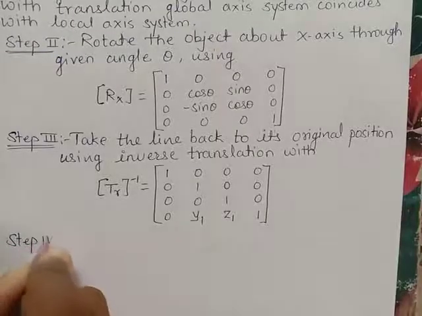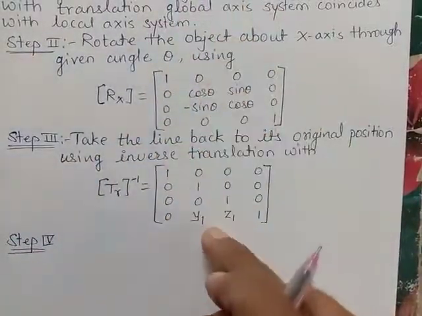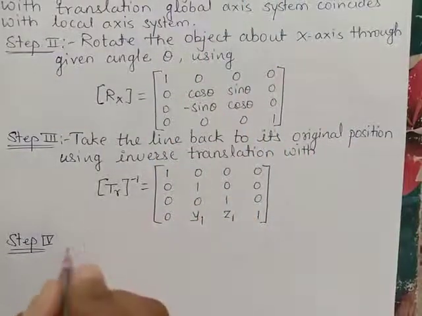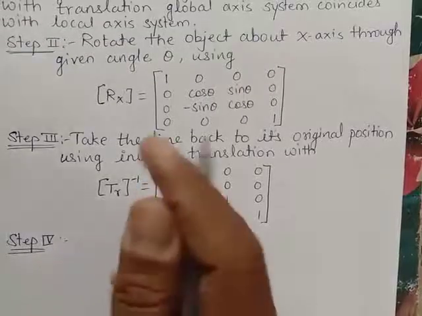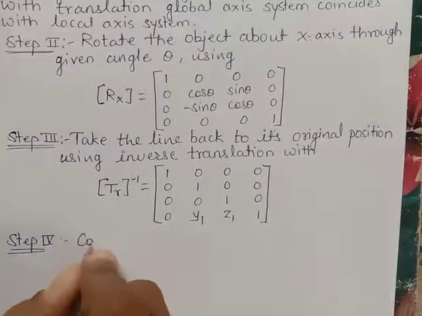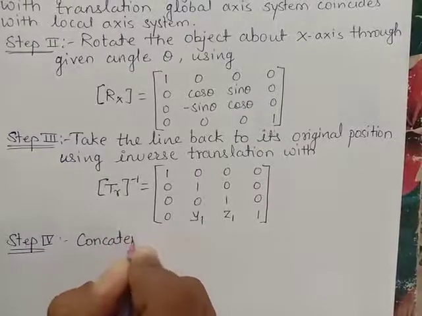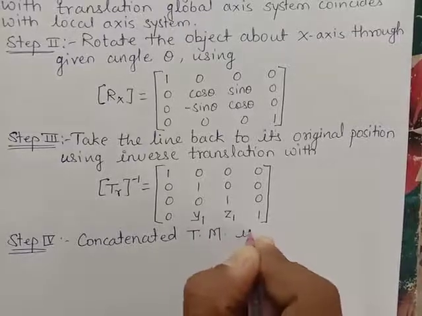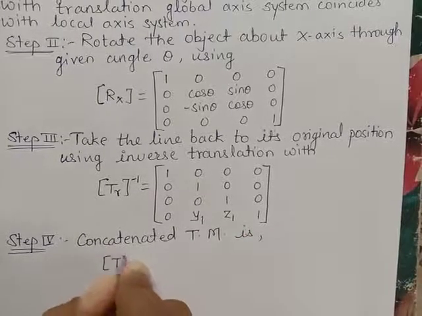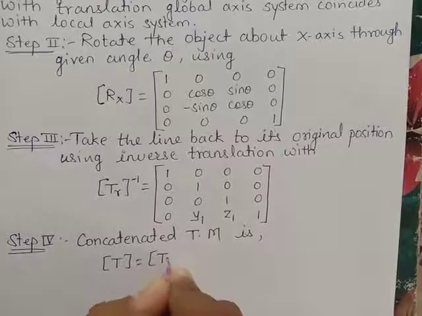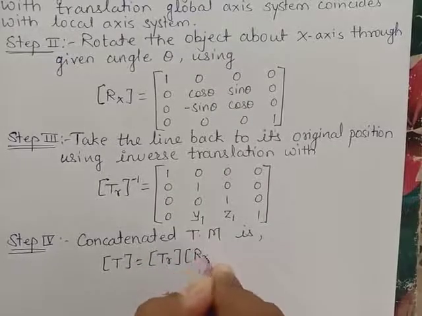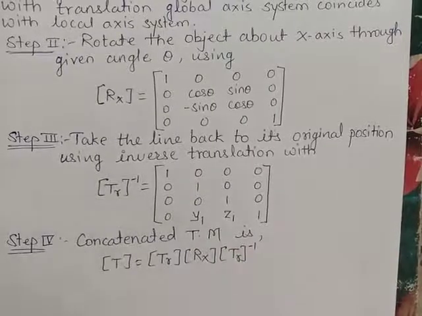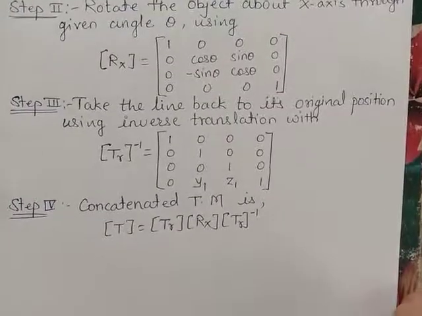Now step 4. We have to do these three transformations: first translation, then rotation, and then inverse translation. So let us obtain the concatenated transformation matrix for these three. The concatenated transformation matrix is T = T_R into Rx into T_R inverse. This gives the concatenated transformation matrix.